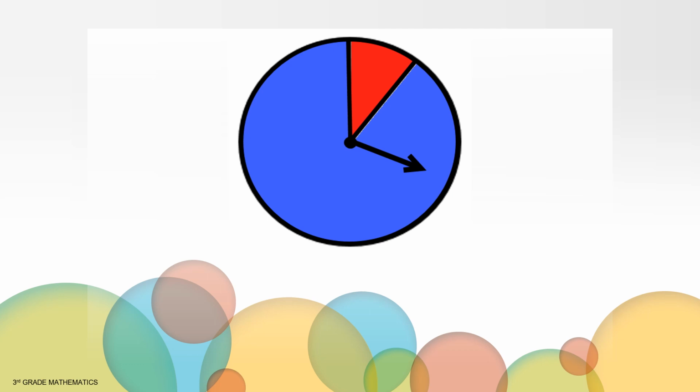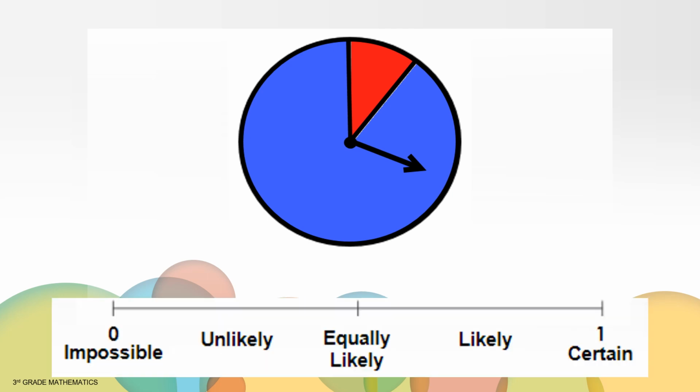Let's check out this spinner. We can use these probability words to describe the chance an outcome could happen. So what are the possible outcomes here? Write them on your paper. You've got it. There are only 2 possible outcomes. The arrow could land on red or blue.